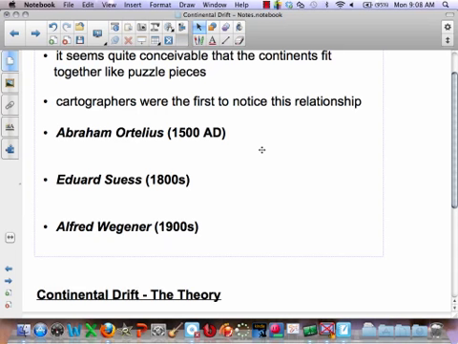Go ahead, Tracy. Rocks. What about the rocks? There are similar rocks in different countries, like really showing in the video. Similar rocks in different countries or different continents? Different continents. Okay.